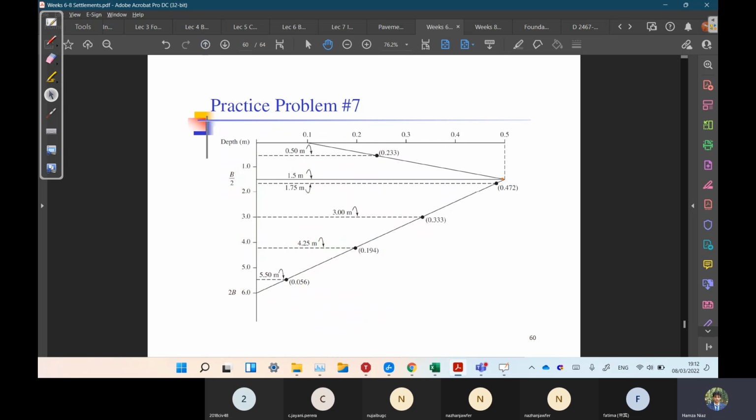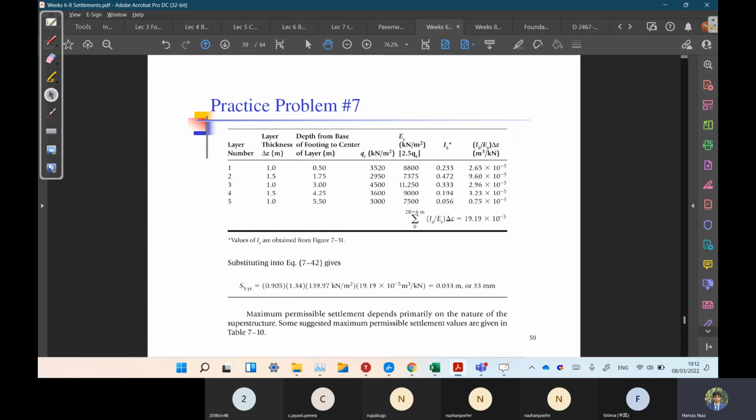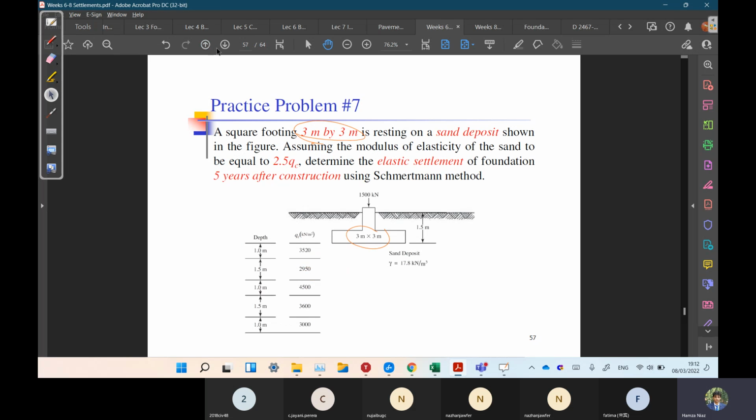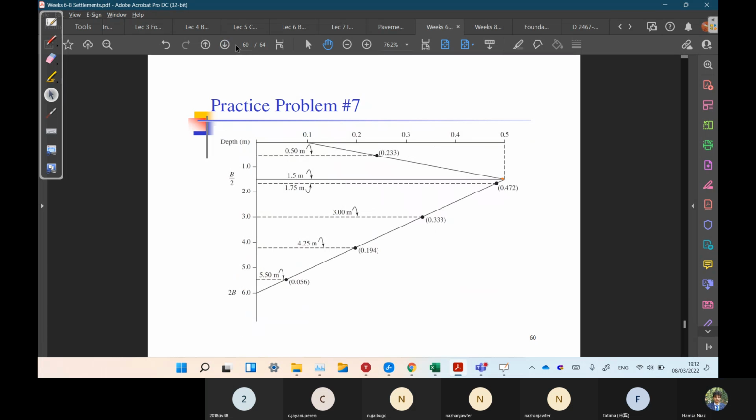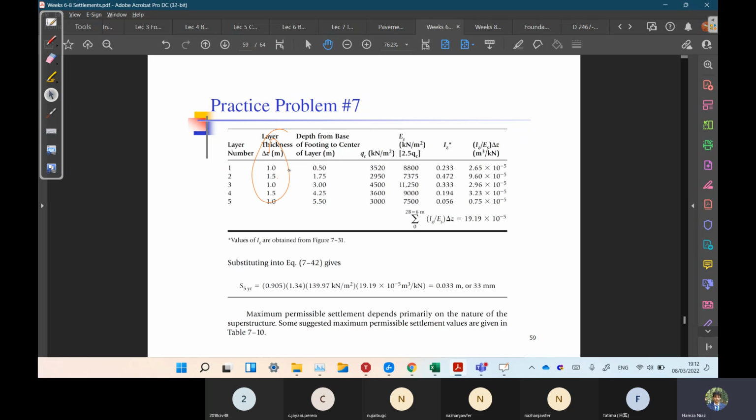Now just make the table and calculate this one. Make this table. Layer thickness is whatever layers they have provided us in the question. So these layers are provided: layer 1, 2, 3, 4, 5. Layer thickness is also given: 1, 1.5, 1.5. The depth is from the base of footing to the center of the layer.